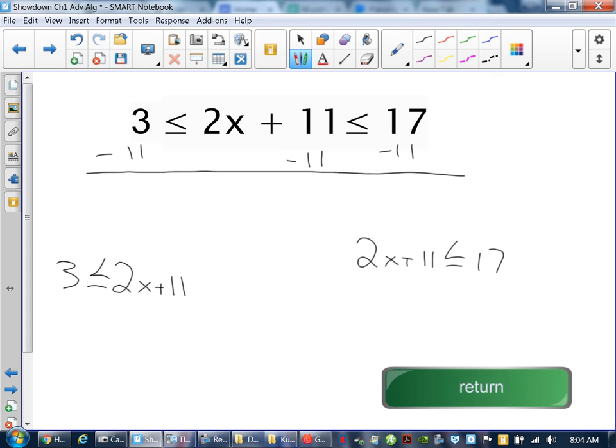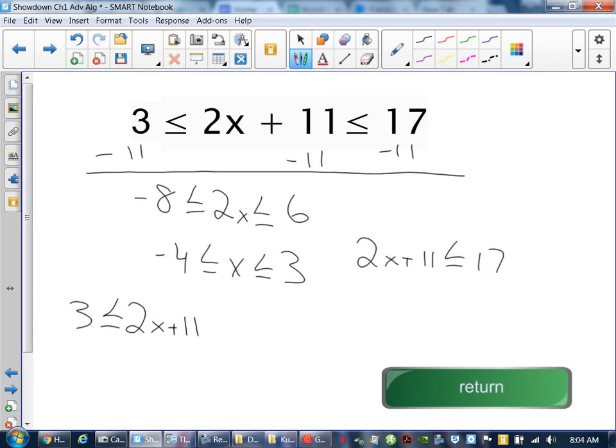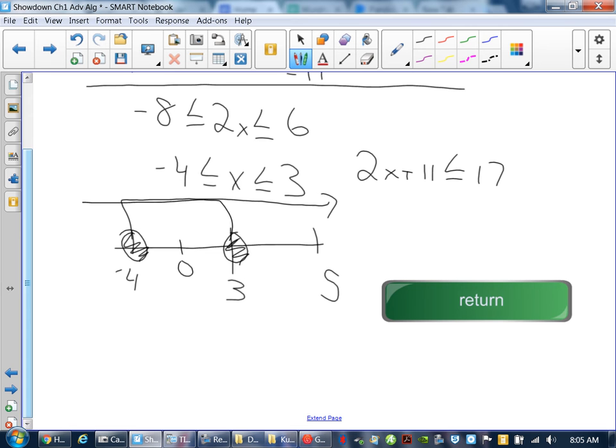So what do we get here? Negative 8 less than or equal to 2x less than or equal to 6. Okay, and then divide out by 2 and you get negative 4. And then your number line would just be x is greater than. That's all that would look like if you graphed it.